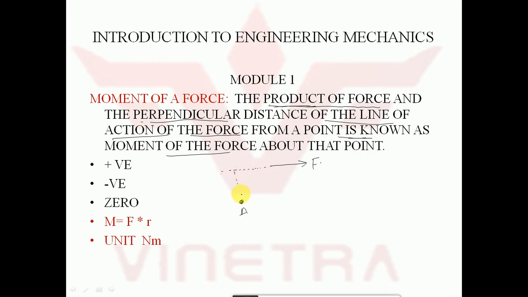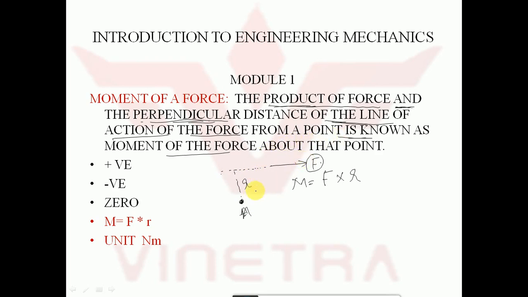Here I will drop a perpendicular. So this is the perpendicular distance R of this force F. So the moment M is equal to force into perpendicular distance R. So now we are defining the product of force and the perpendicular distance. Which perpendicular distance? The line of action of the force. The perpendicular distance between the line of action of force and the chosen point.